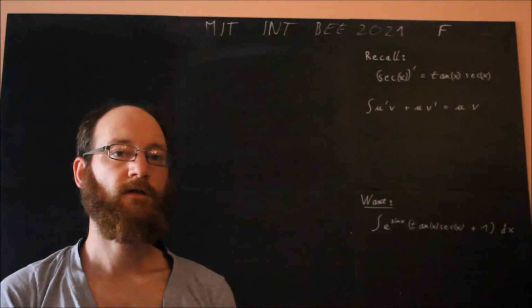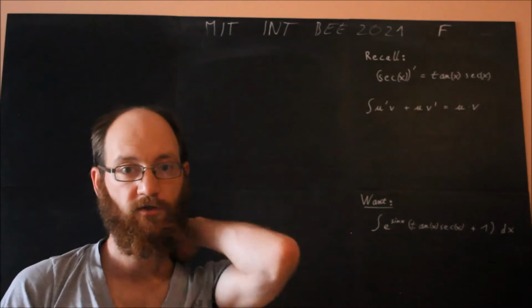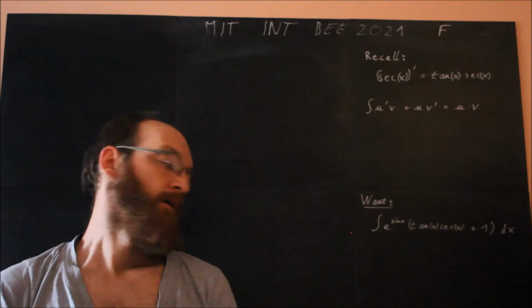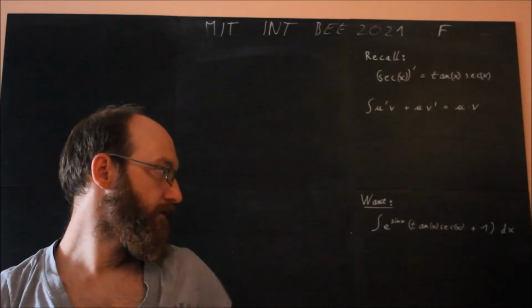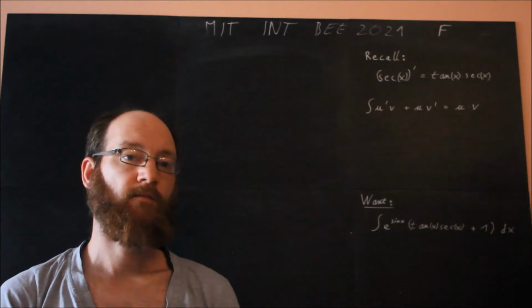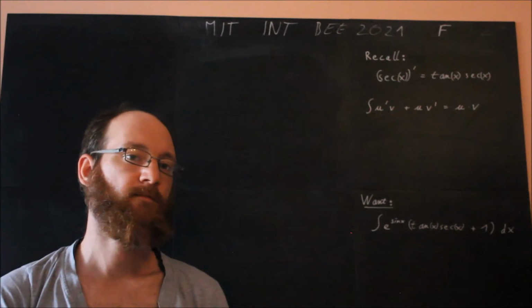Today we take a look at an integral from the UC Integration Bee 2021 from the final sheet. And this is the integral e to the sine x times tangent x times secant x plus 1 dx.